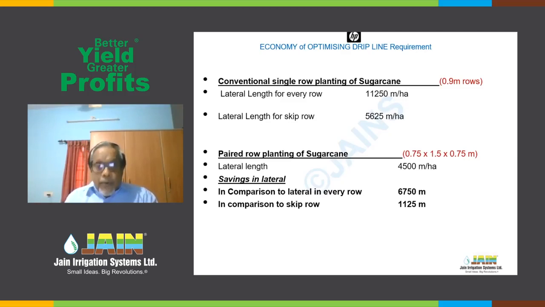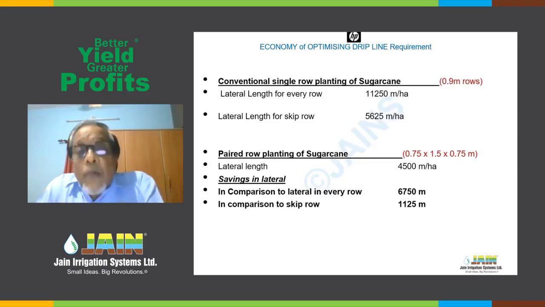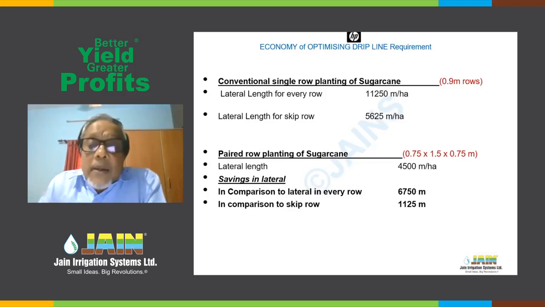In that case, if you do skip row, just like I talked about the furrow irrigation, skip furrow, here skip row: drip line is only on number 1, number 2 is not, number 3 will have a drip line, like that. You still have 5625 meter per hectare of laterals to be used.